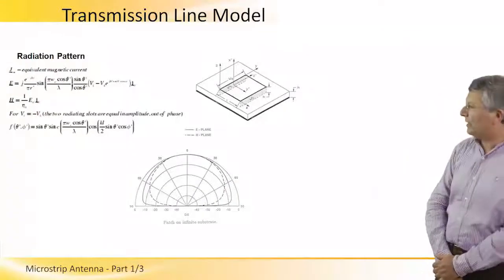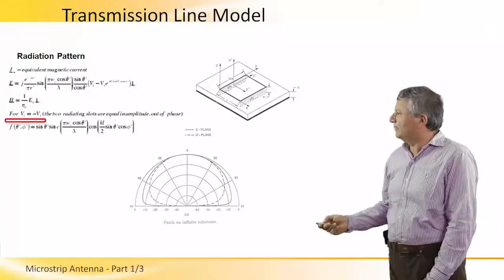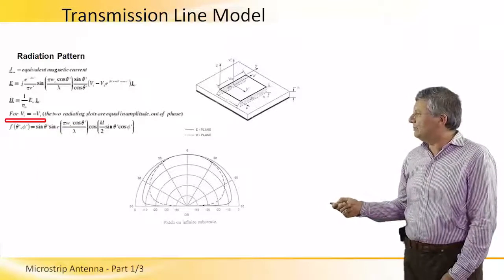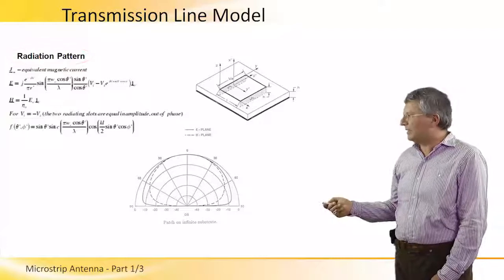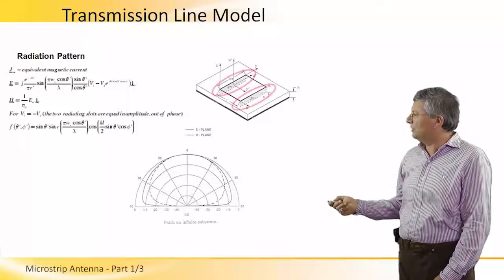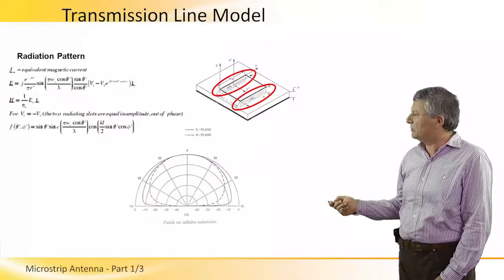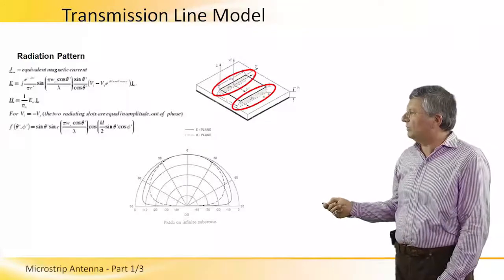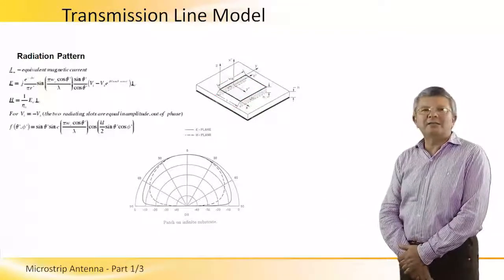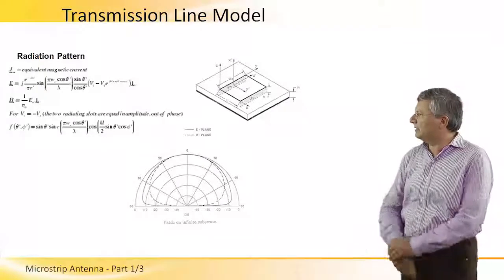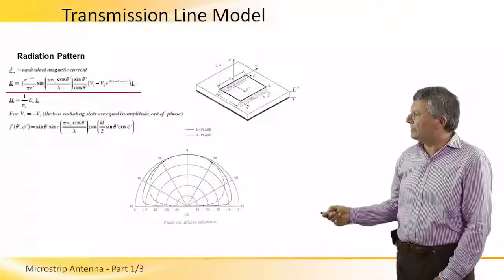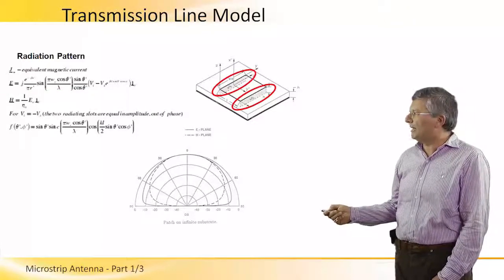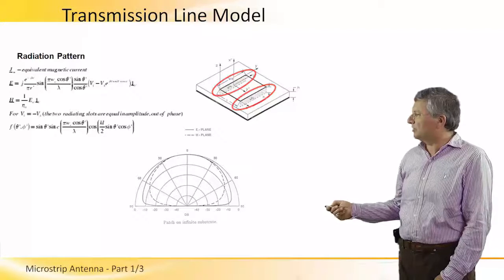Now let's talk about the computation of the radiation pattern. The radiation pattern using the transmission line model is done by considering the radiation from two equivalent radiating slots on both sides of the patch antenna. Those two radiating slots are equivalent to two equivalent magnetic currents, and here we can see the electric field, in which we combine the radiation from the two slots.